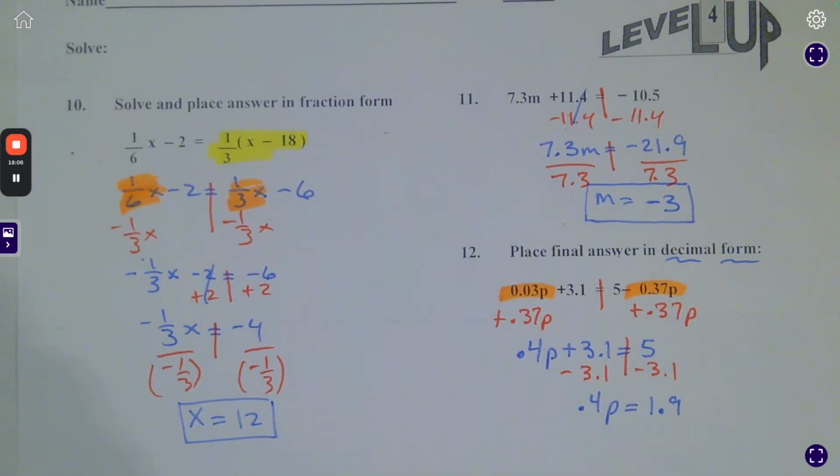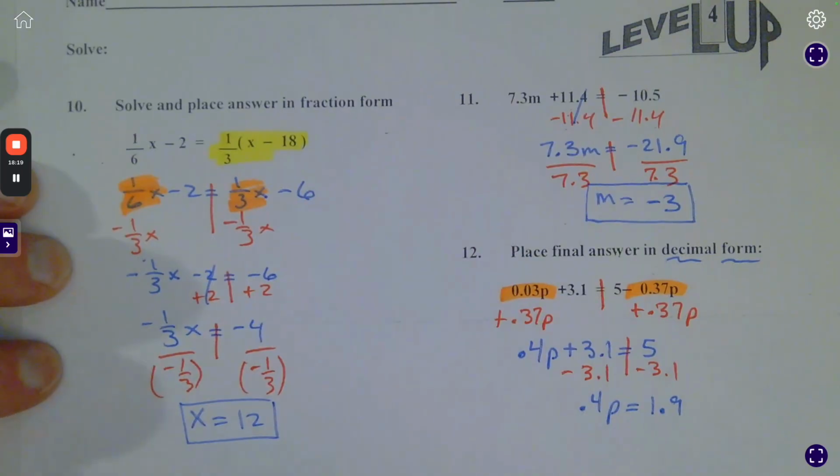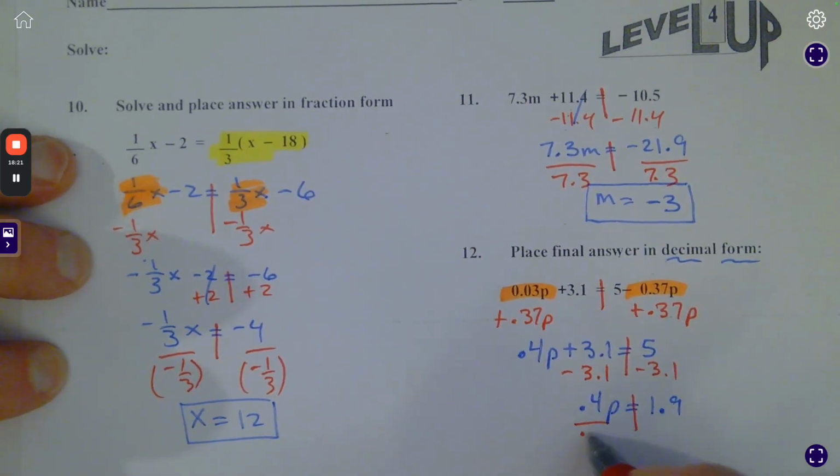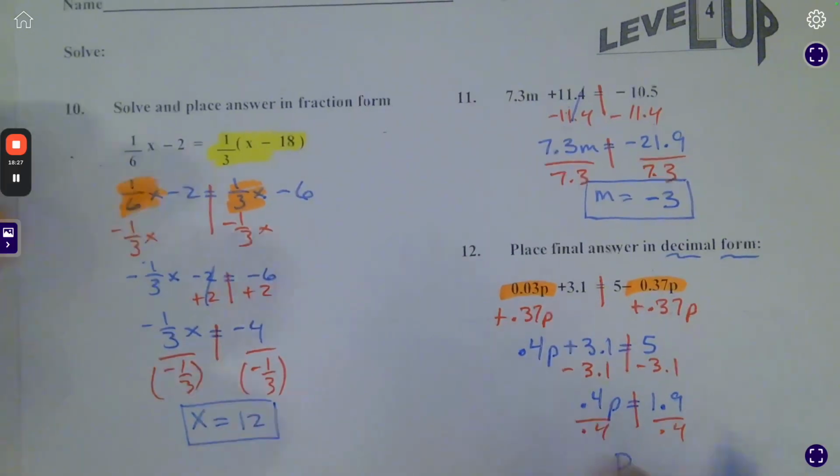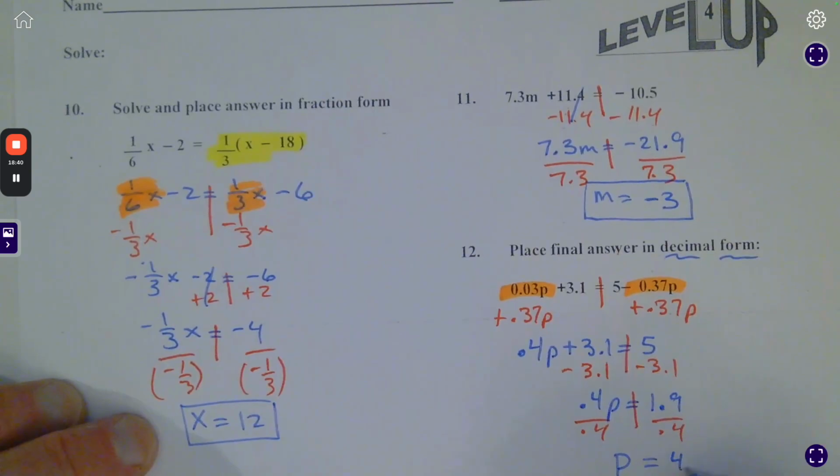So I'm going to divide both sides by 0.4. And when I do so, I'm going to get, let's see, what do I get? Well, let's do the actual division first, I guess. Sorry, I was thinking about that. Dividing by 0.4. Remember, we got to put it in decimal form. So I need to do 1.9 divided by 0.4. And when I do so, I get 4.75.